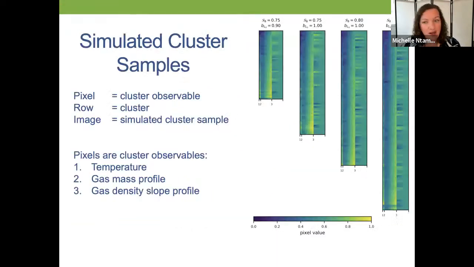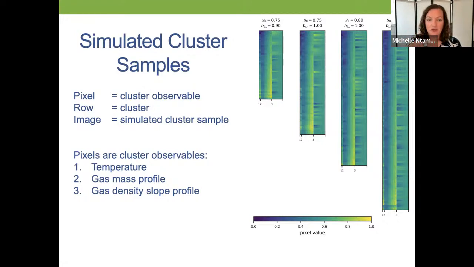In a moment, I am going to introduce a machine learning technique that learns from two-dimensional arrays of data. And here I'm showing a couple of visualizations of how I'm going to organize that data. So just working from small to large, in a pixel, I am going to put a cluster observable. That might be something like a cluster temperature or the cluster core gas mass. In a row, I am going to order all of that information about a single cluster.